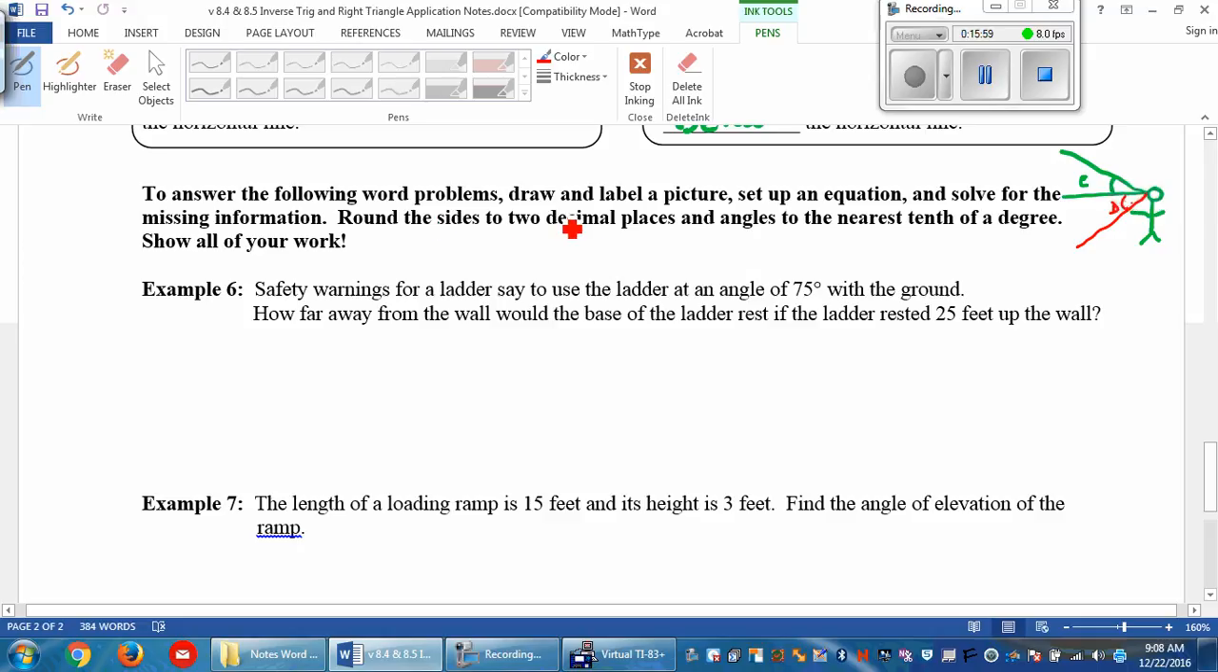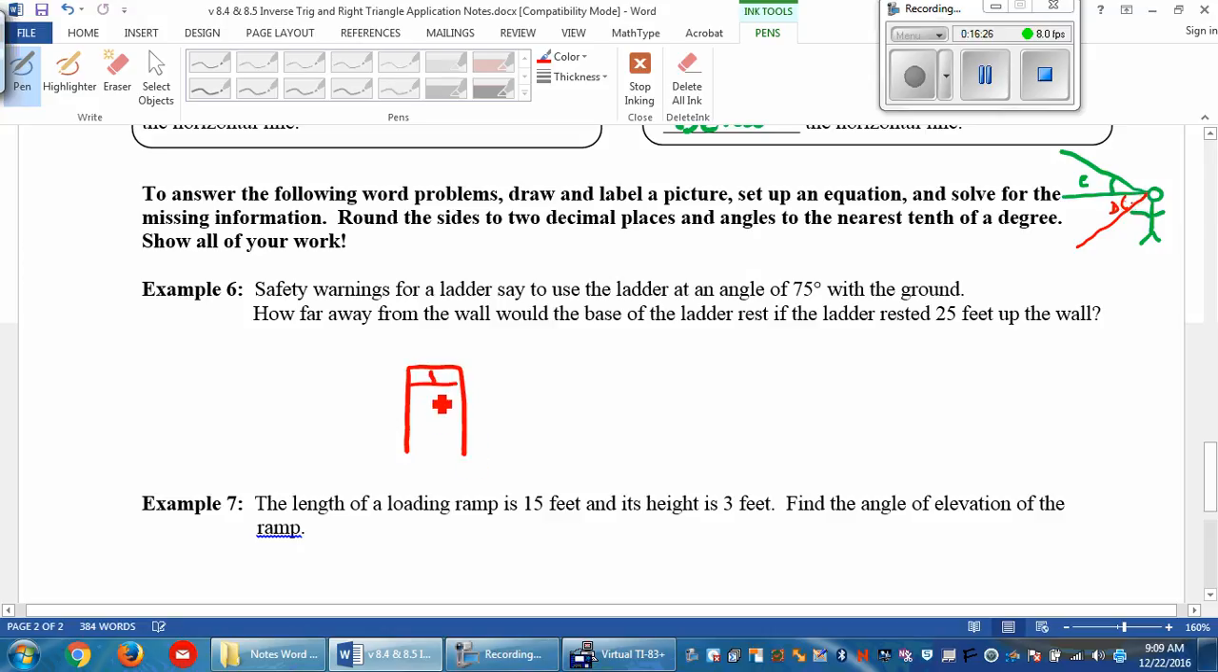To answer the following word problems, you're going to draw, label the picture, set up the equation, and solve for the missing information. Once again, round to 2 decimal places for sides and to the nearest tenth for angles. So it says a safety warning for a ladder says the ladder is at an angle of 75 degrees with the ground. Okay, so let's draw a building.